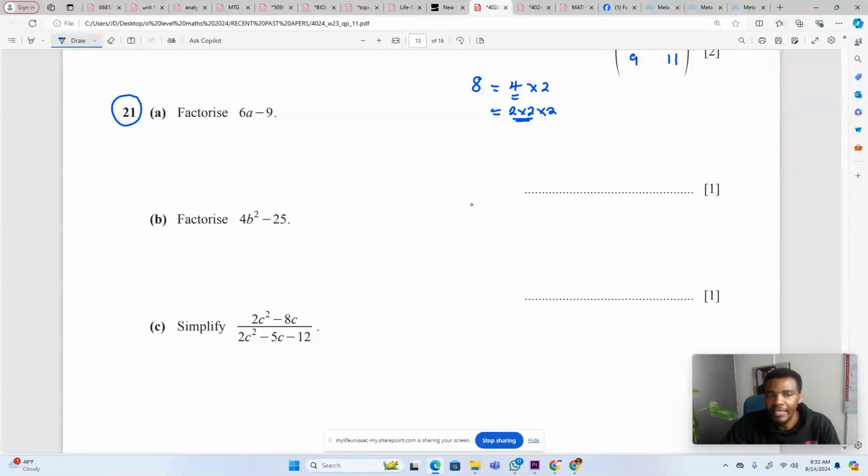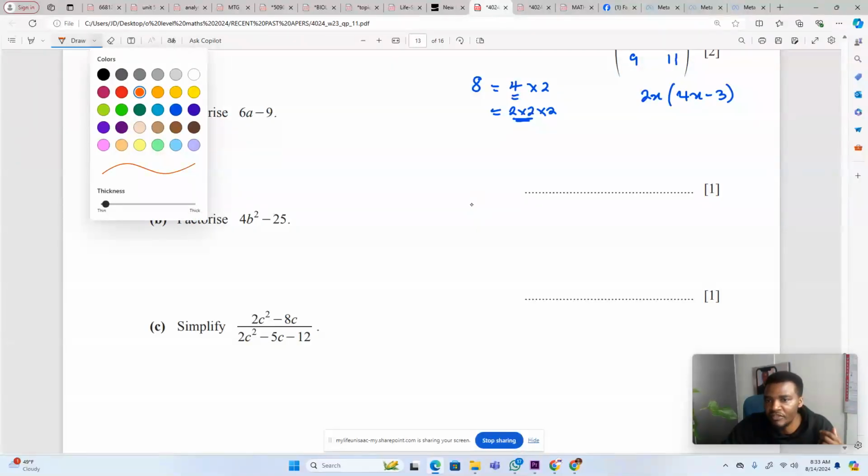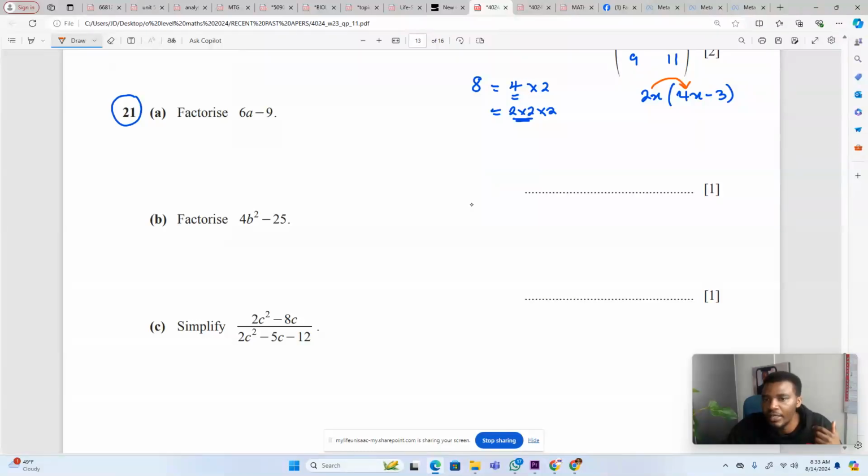But in other words, remember, when it comes to algebraic expressions, we can also define factorization as the opposite of removing brackets. Imagine if I've got a term like 2x that is multiplying 4x minus 3. If I remove brackets here using the distributive property, if I say 2 times 4x, you know what I'll get? I'll get 8x squared. What if I say 2x times minus 3? I'll get minus 6x.